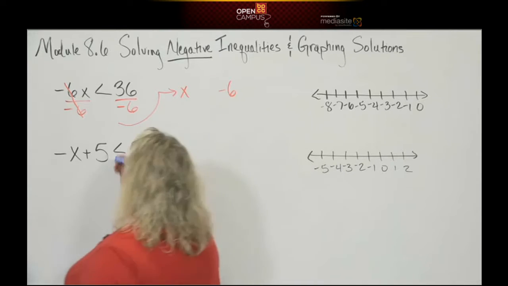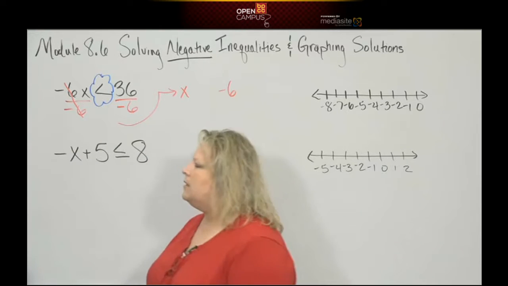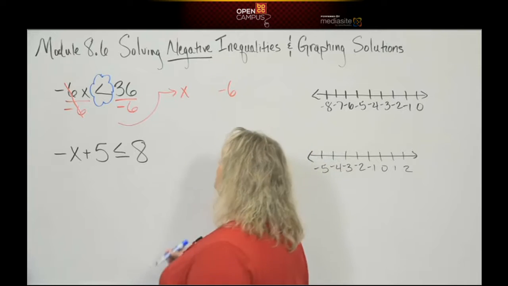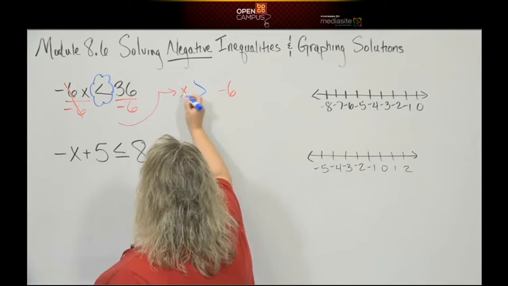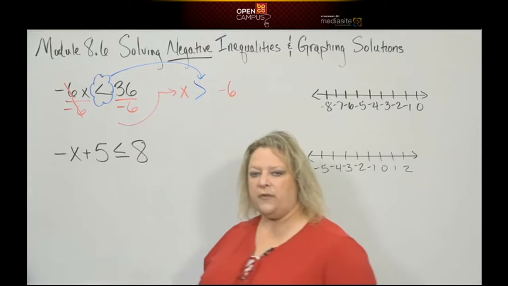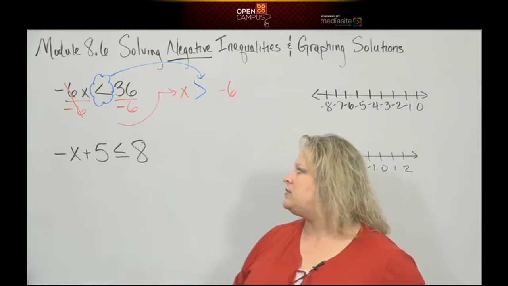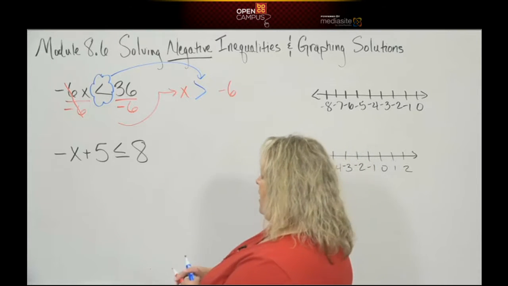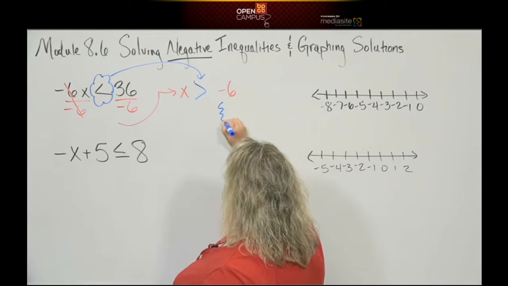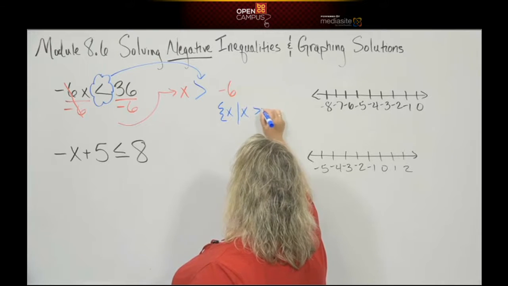What is the big deal is our less than sign right here. Because we divided by a negative, what do we have to do? Flip it over. So if it was less than, it becomes greater than, and vice versa. If it was greater than to begin with, it would become less than. That's right. All right, so now, again, if you want to write this in set builder notation, you put your little brace, x such that, and then x is greater than negative 6.